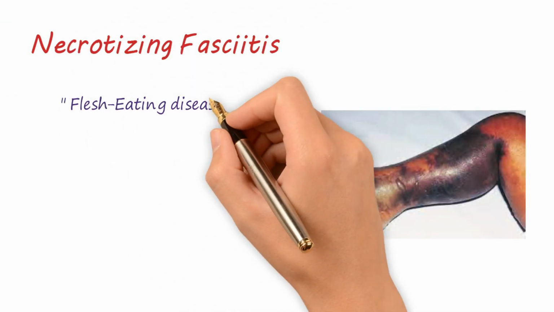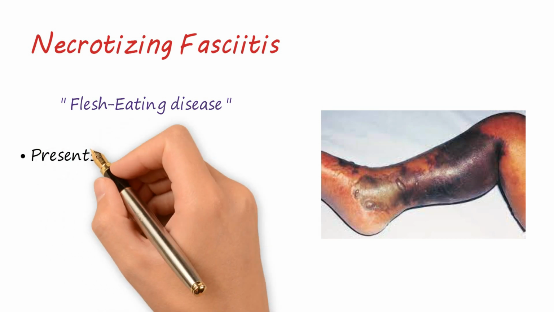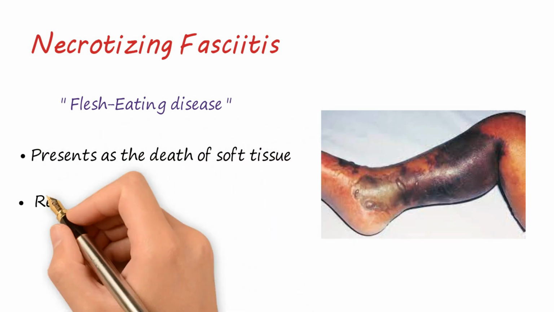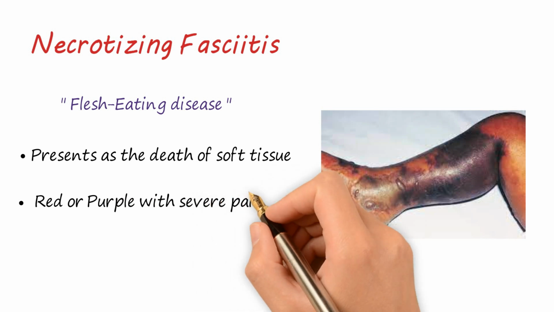Third is Necrotizing Fasciitis. It is also called flesh-eating disease. It presents as the death of soft tissue that may look red or purple with severe pain.